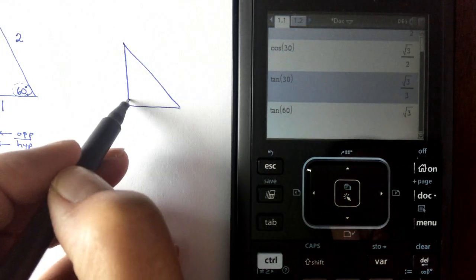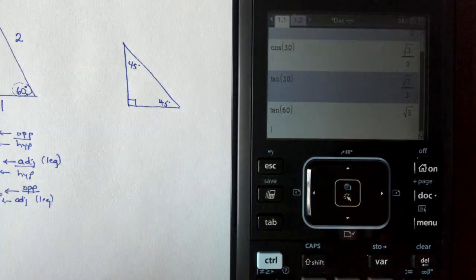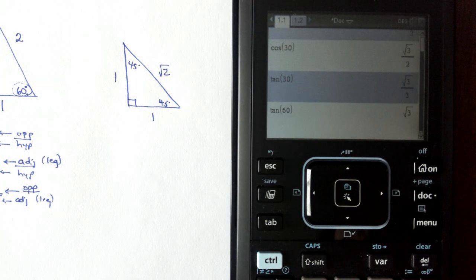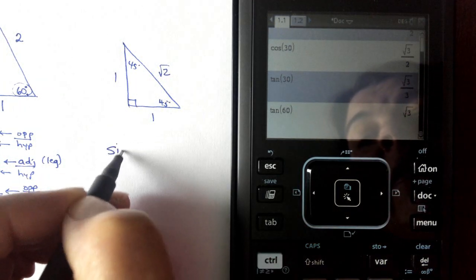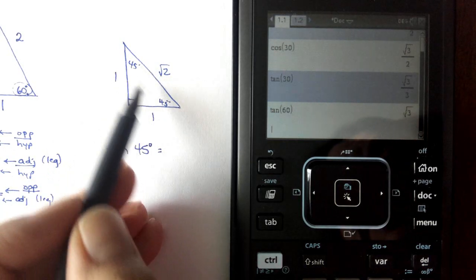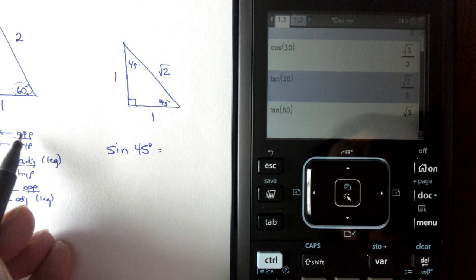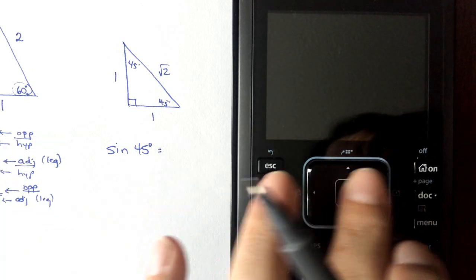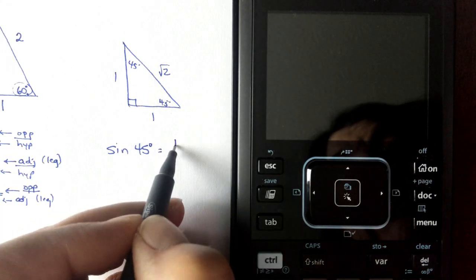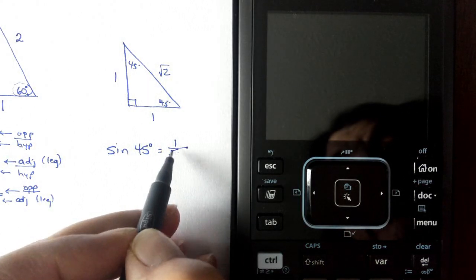Let's springboard to a different triangle. The 45, 45, 90 triangle has ratios 1 to 1 to square root of 2. The sine of 45 degrees, if I pick either of these 45-degree angles, is, well, let's see, sine is opposite over hypotenuse. Okay, pick a side opposite 45. 1. Hypotenuse goes on the bottom. That's the square root of 2.